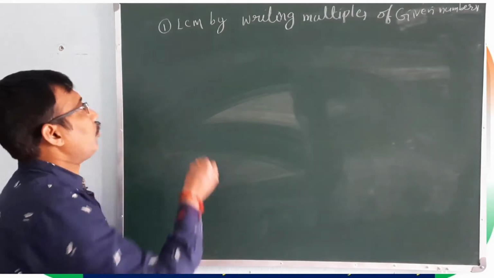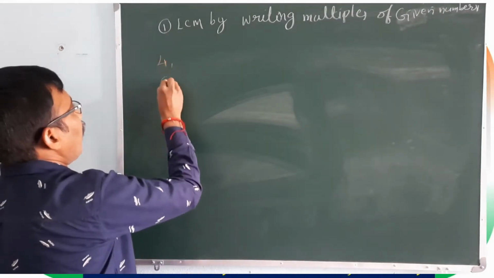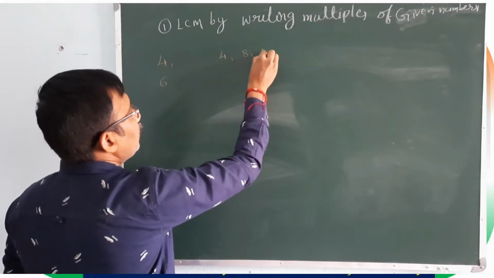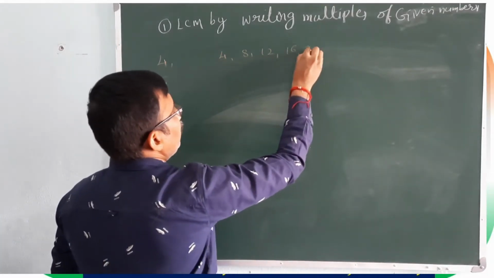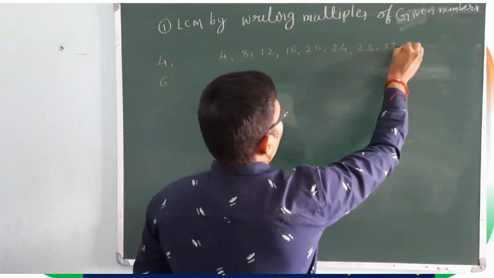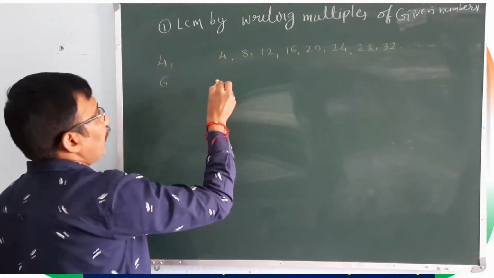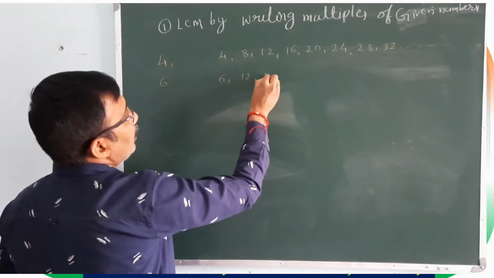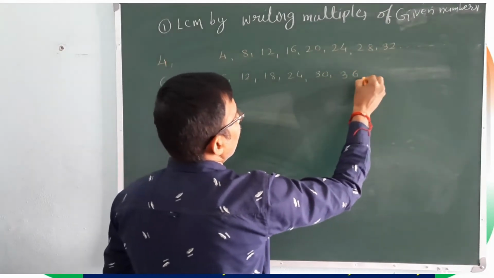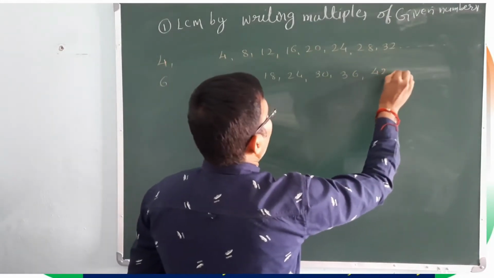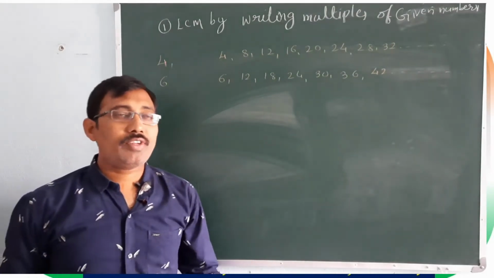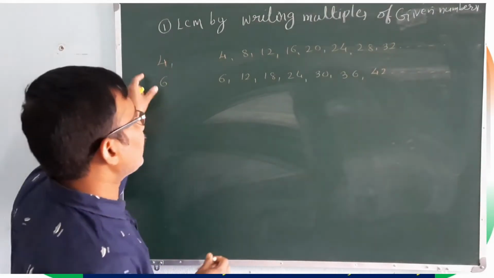For example, 4 and 6. Write the multiples of 4: 4, 8, 12, 16, 20, 24, 28, 32 and so on. Next, the multiples of 6: 6, 12, 18, 24, 30, 36, 42 and so on, continuing. So the multiples of a given number are infinite. So these are the multiples of the numbers.